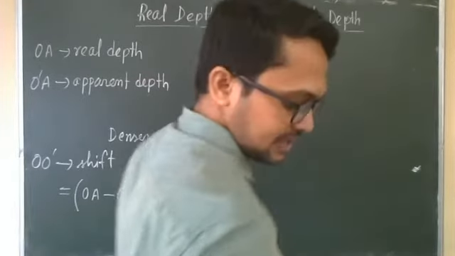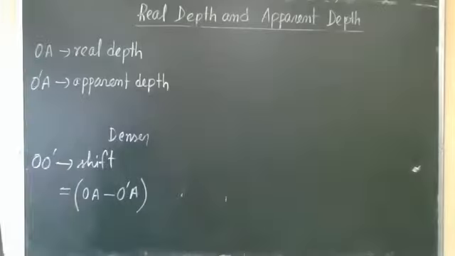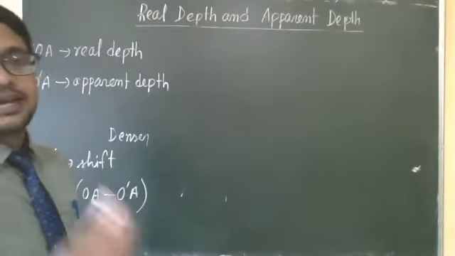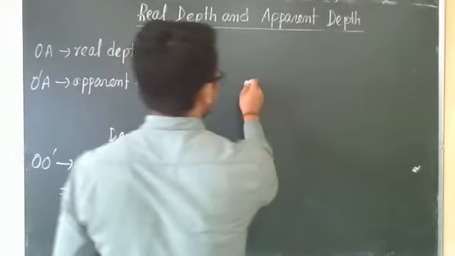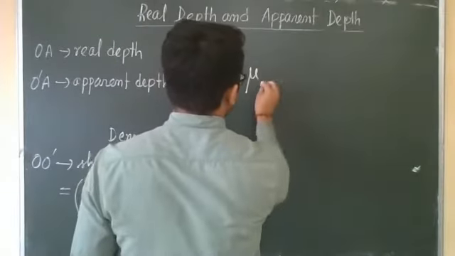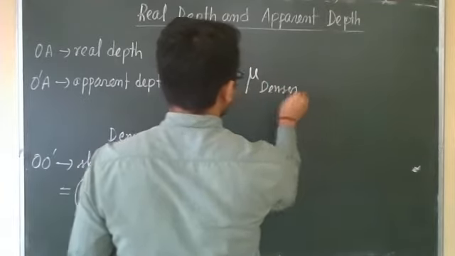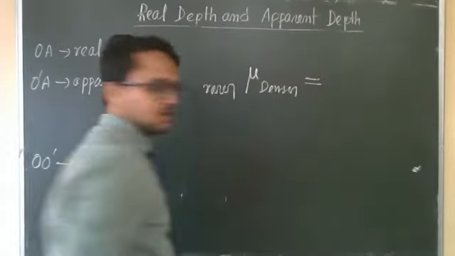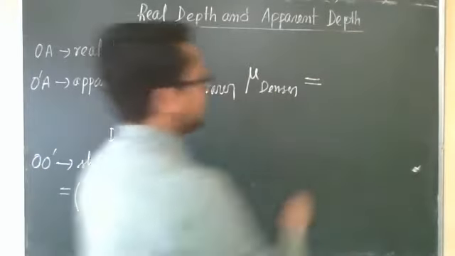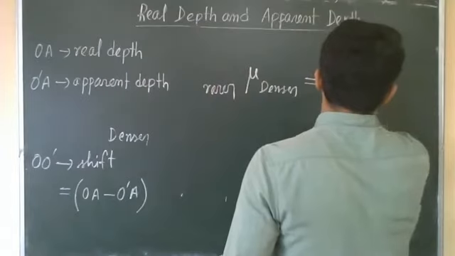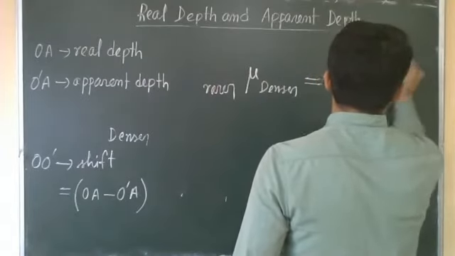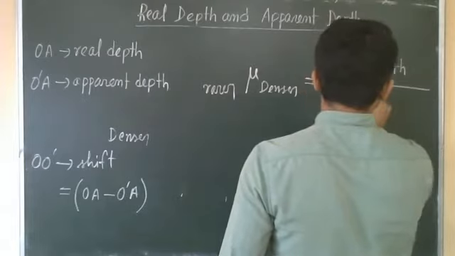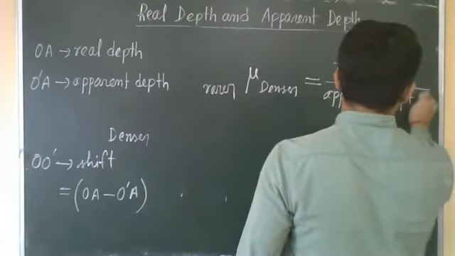Come to the relation between real depth, apparent depth, and refractive index. When the object is in the denser medium and we are seeing from the rarer medium, then mu of denser with respect to rarer will be equal to real depth by apparent depth.